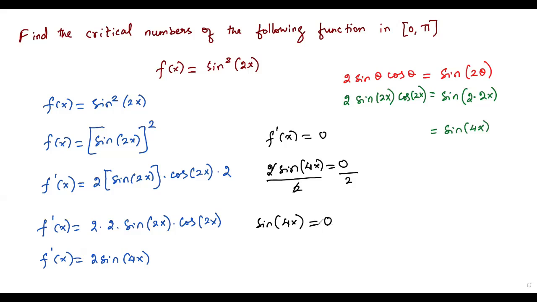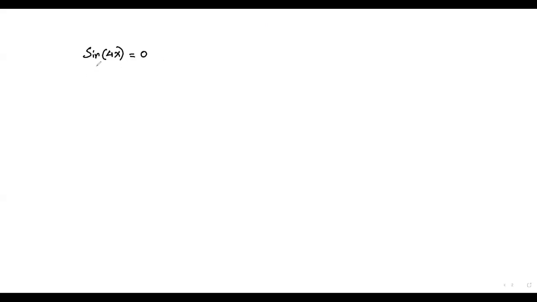Now let me continue on the next page. This is the last step we had on the previous page. In this equation, I have to solve for x, and that will give the critical numbers for the given function. Here we have sine of 4x equals 0. Here 4x represents an angle. So for what angle measure do we get the value 0 for sine? That's what we have to find here.